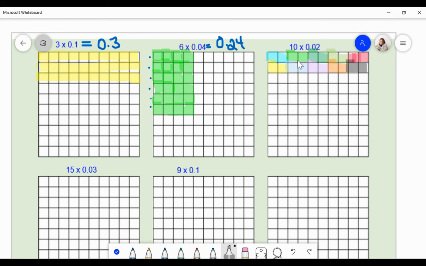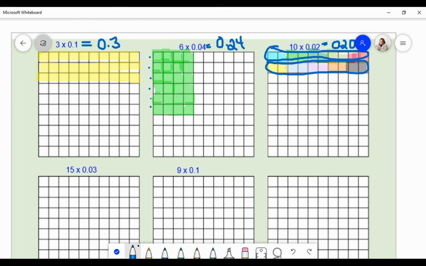So now I have 10 times 200s, and what does that equal? How many did I shade in? Absolutely, that's going to end up being 20 hundredths, but we also know that 20 hundredths is equivalent to 2/10, because I have the 2/10 that's here. My circles could be a lot better, but they're not. All right, there we go.